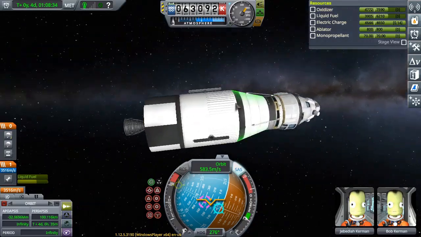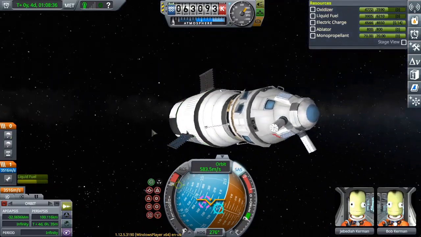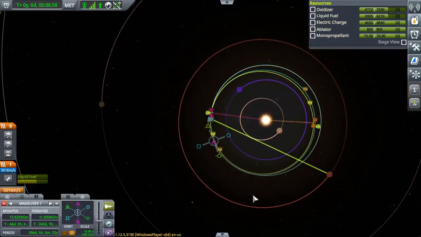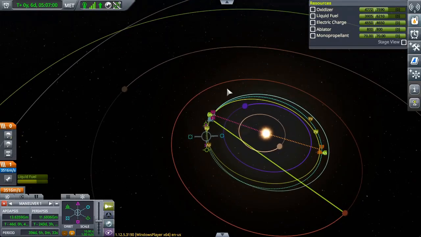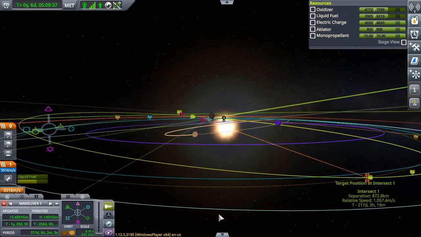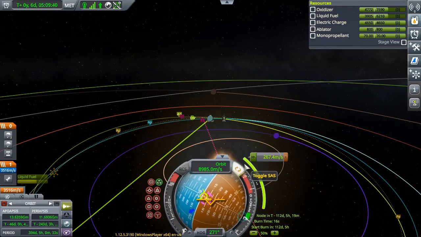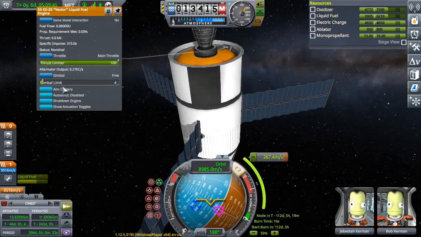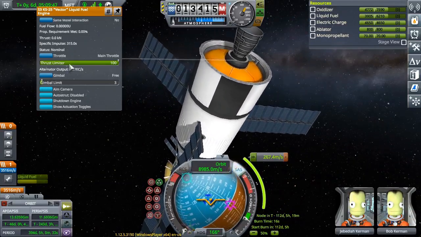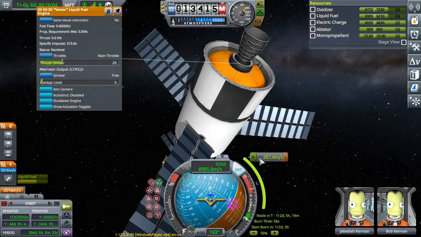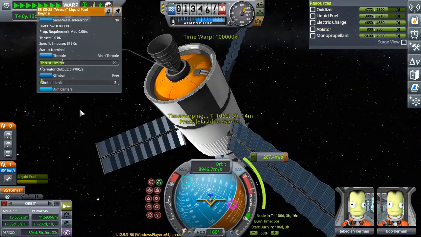I kind of forgot to open the solar panels and the communitron. There you go. So if I go, say, yeah, do a 90-degree angle. Alright, that's probably the closest I can do. So what I need to do is to make this more controllable, I'm gonna decrease the thrust limiter. Alright, let's do this.